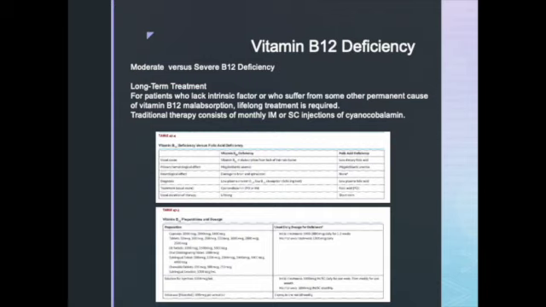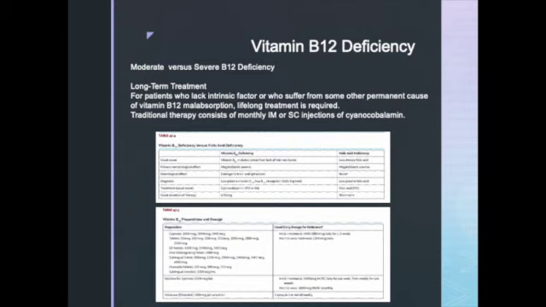So think about long-term treatment, and those are going to be for patients that don't have intrinsic factor, or they have some other permanent cause where vitamin B12 is not going to be absorbed. These patients are not just going to have their 2 to 3 months of B12 injections. They're going to have lifelong treatment. And this is going to be required in either a monthly IM or a sub-Q injection. And we're giving cyanocobalamin. However, these large daily oral doses can also be effective as weekly intranasal doses as well.